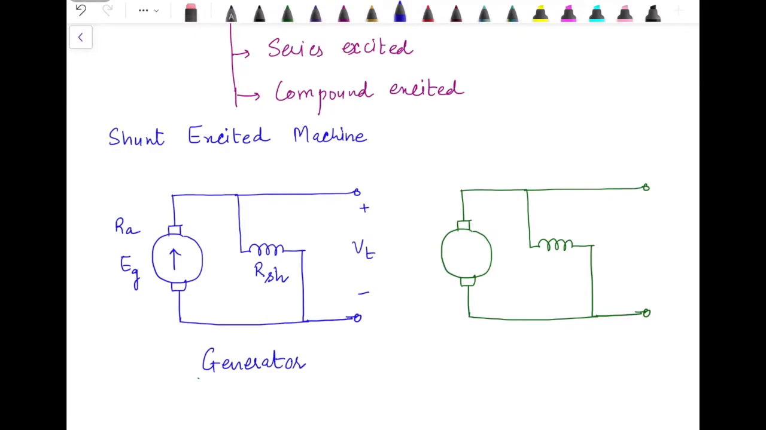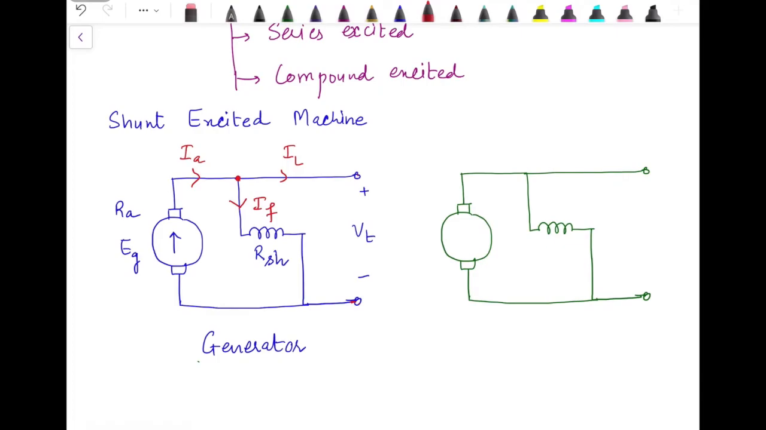Now this armature is supplying current IA, which will get divided into two parts. One is the field current IF, which will flow through the field winding, and the second one is current IL, known as load current or line current. This current will flow when we connect any load between these two terminals. So here we can apply KCL to write the relationship between these three currents: IA is equal to IF plus IL.